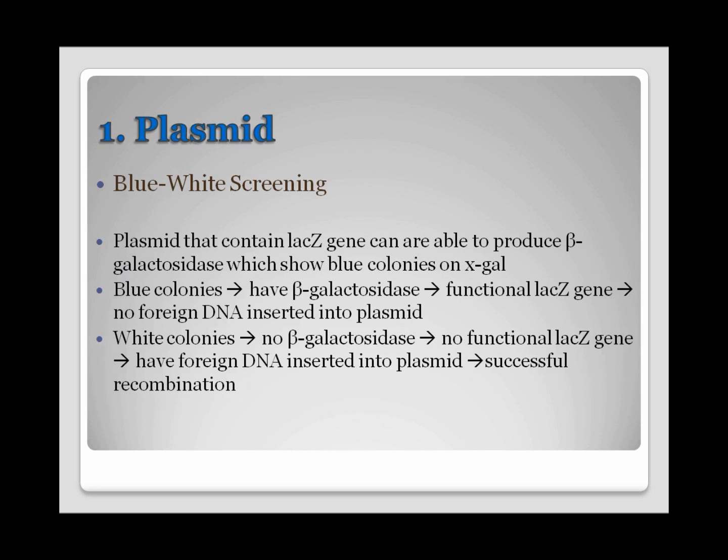Blue-white screening. Plasmid that contains the LacZ gene is able to produce beta-galactosidase, which shows blue colonies on the agar plate. If the agar plate has blue colonies, it means this plasmid can produce beta-galactosidase. It has a functional LacZ gene and no foreign DNA is inserted into the plasmid. If the plate produces white colonies, it means no beta-galactosidase and inactive LacZ gene. This bacterial plasmid has taken in foreign DNA, and this is a successful recombinant.